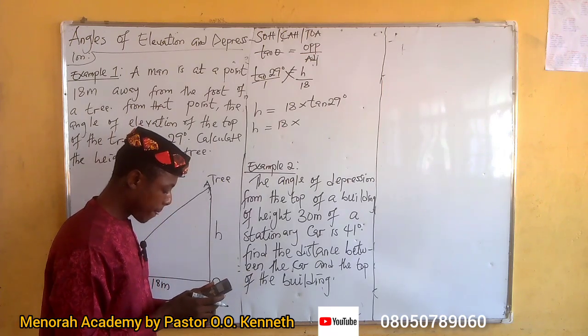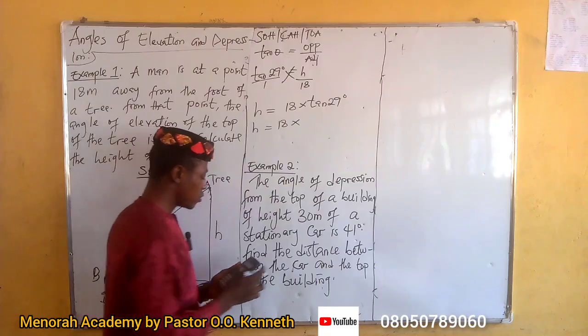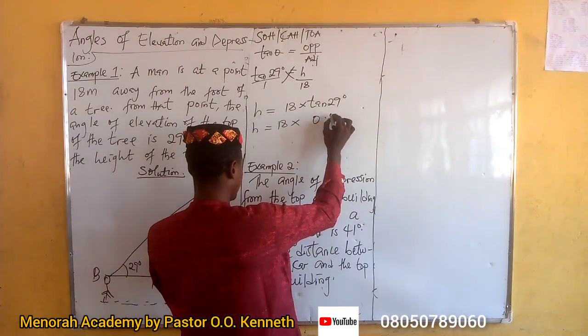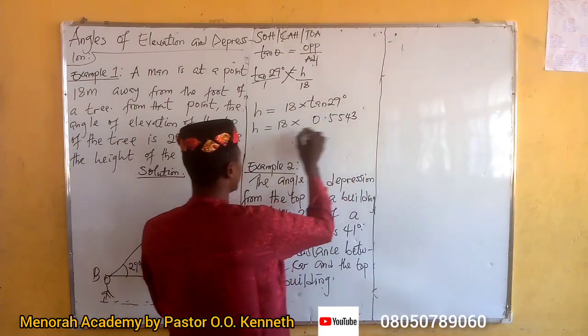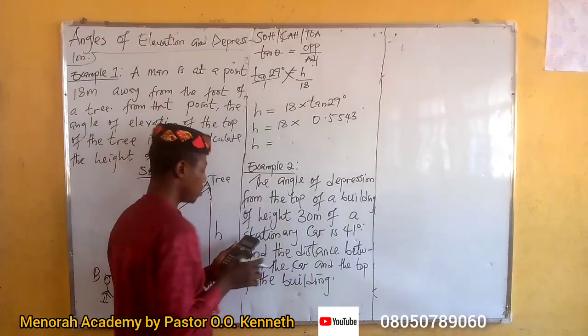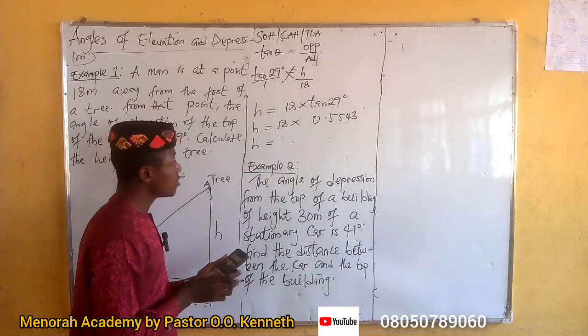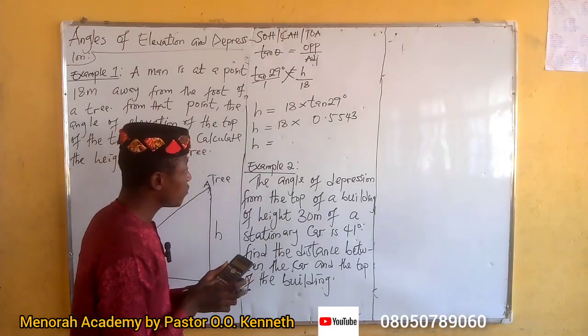Tan 29 degrees is going to give us 0.5543. So H is going to be equal to 18 times 0.5543.